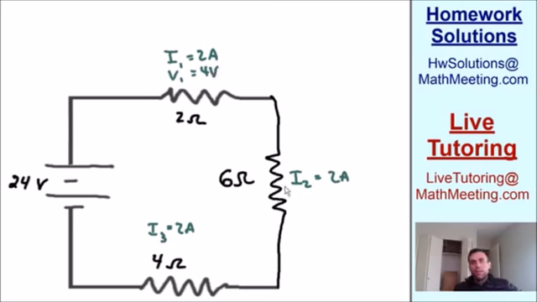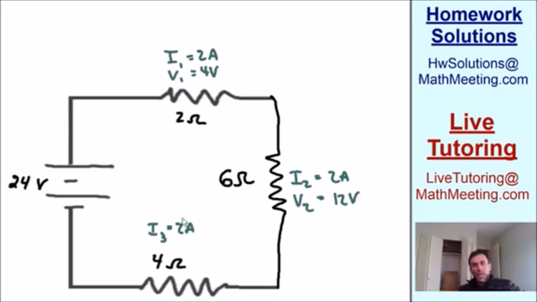All right, so now let's find the voltage across resistor number 2. The voltage across 2 is going to be equal to the current of 2 amps, multiplied times the resistance of 6 ohms. 2 times 6 is equal to 12. So the voltage across the second resistor is going to be equal to 12 volts.